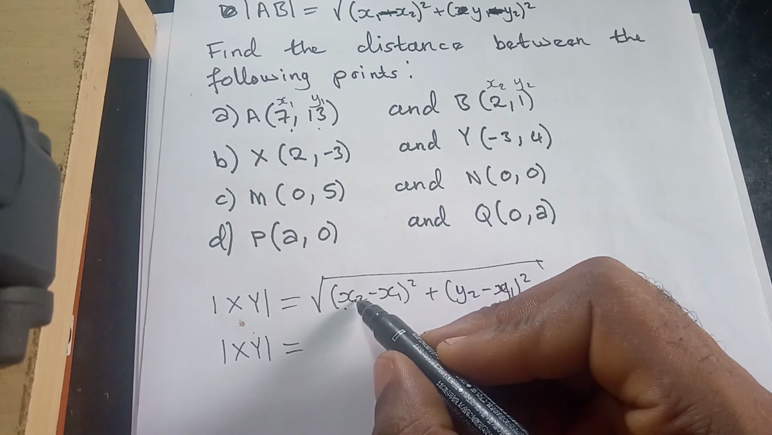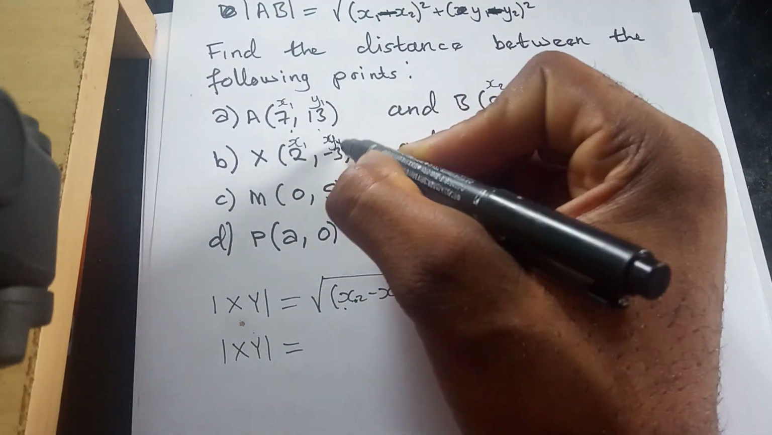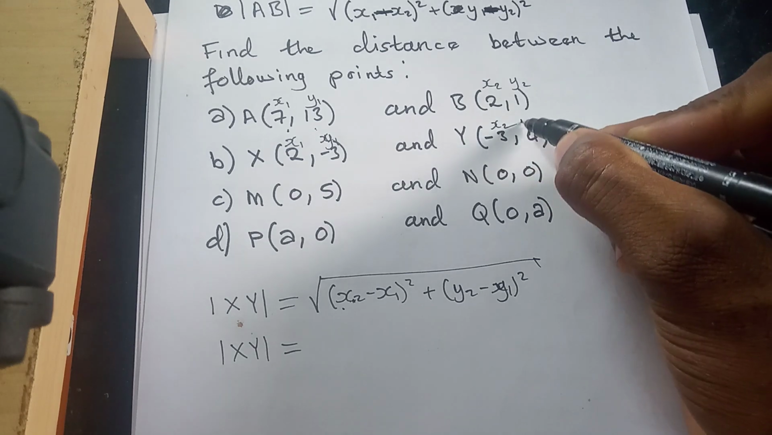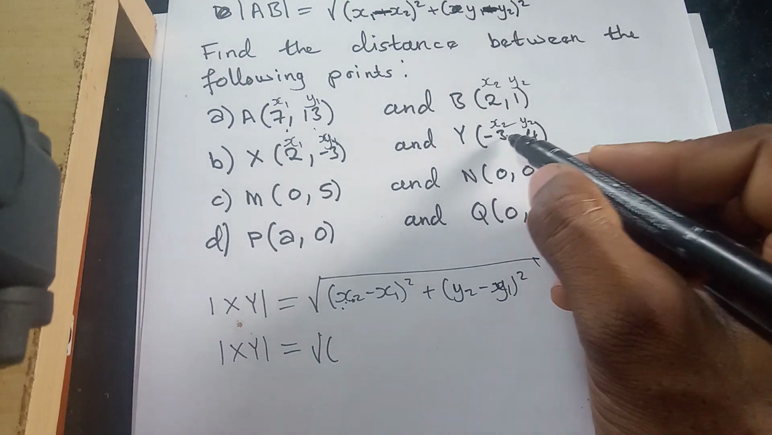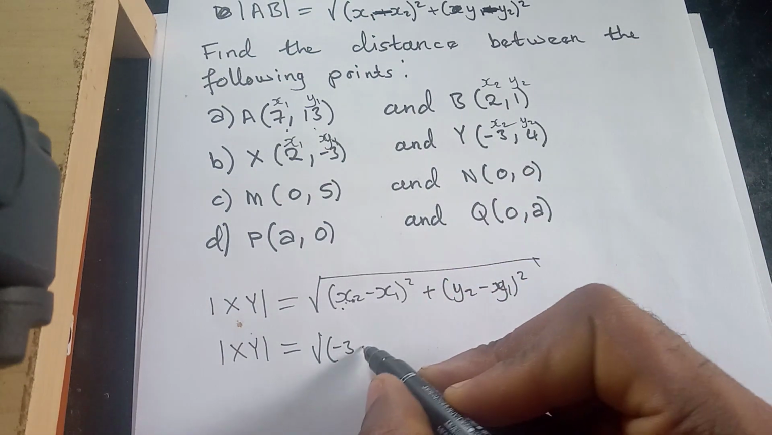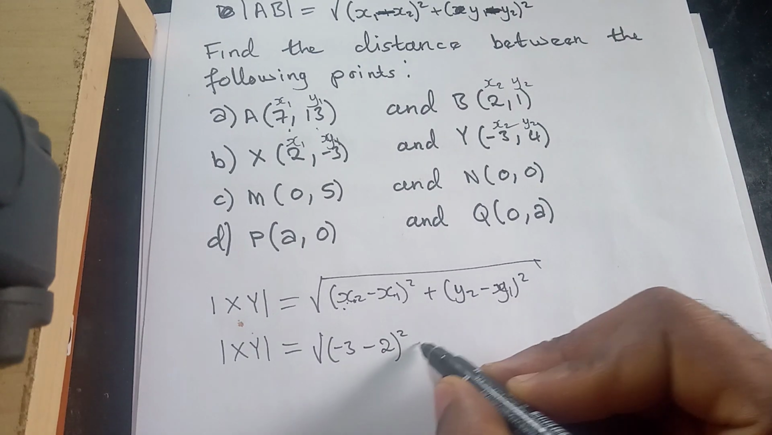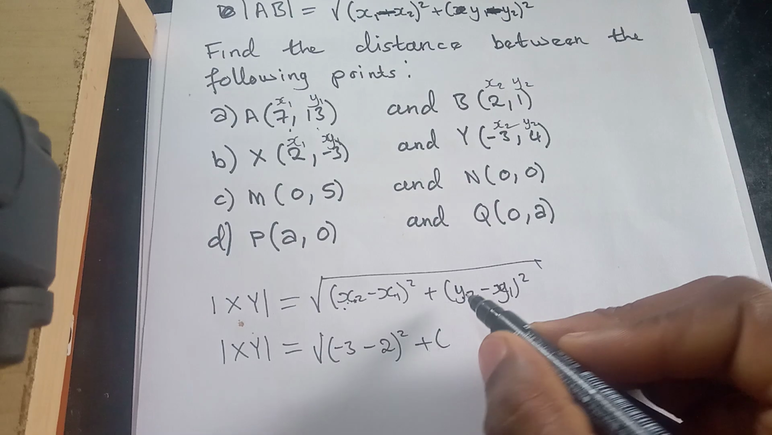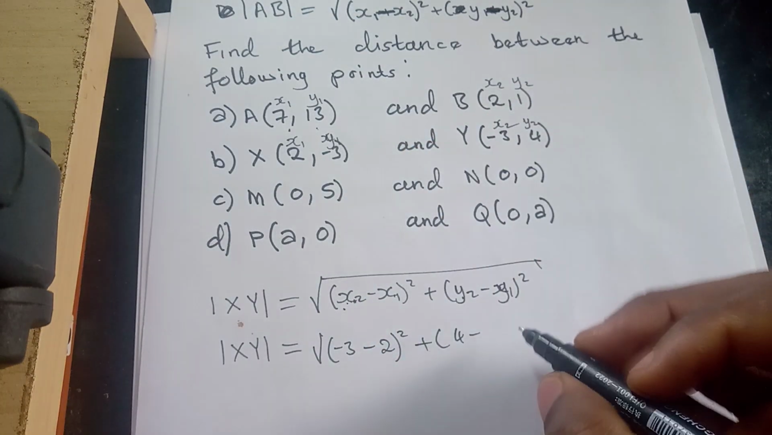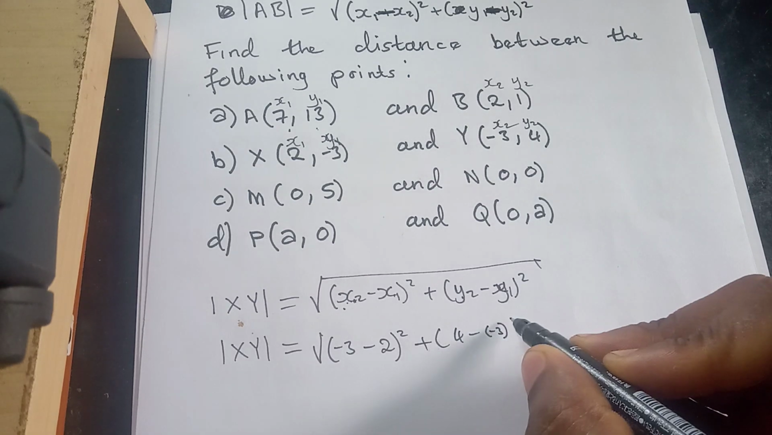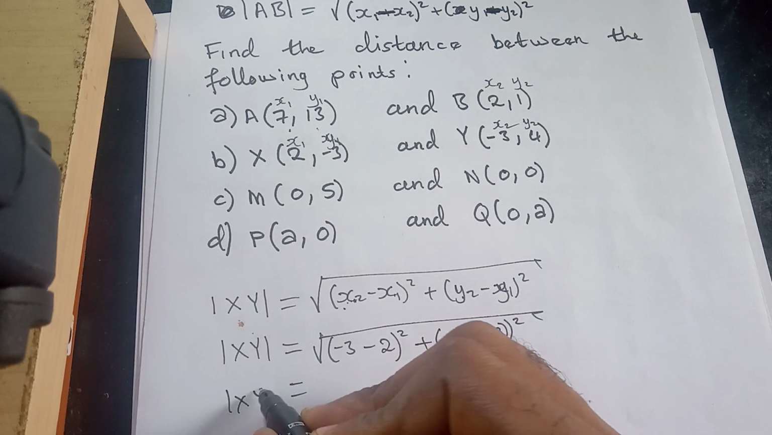So our x2 here, let's name them. This is x1, y1, x2, y2. So our x2 is -3, then minus our x1, which is 2, then you square it, plus our y2, which is 4, minus our y1, which is -3, and square.